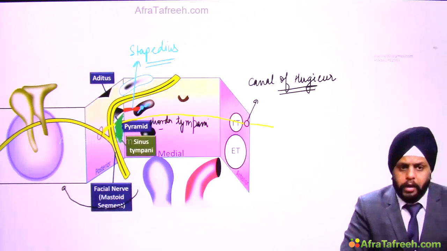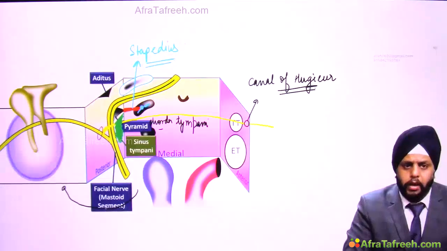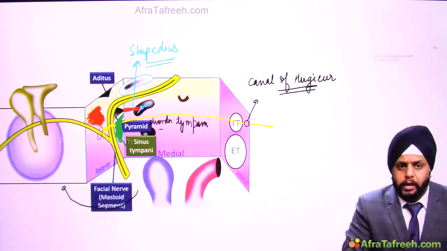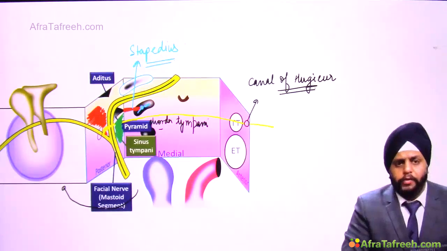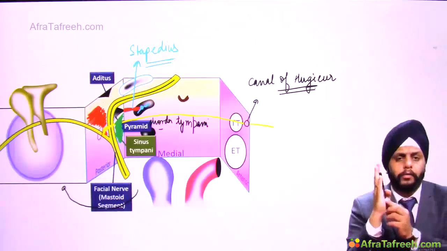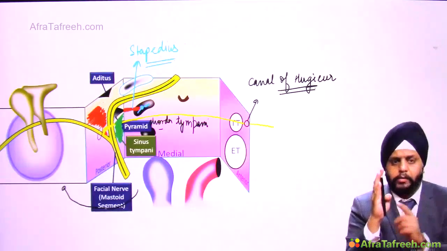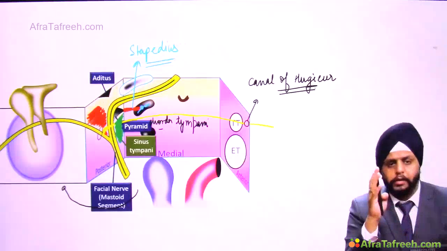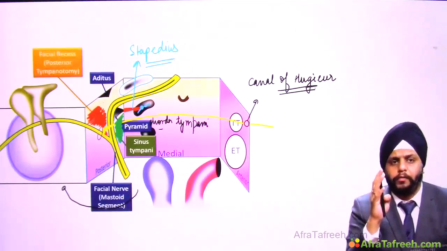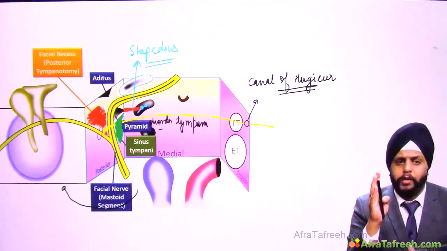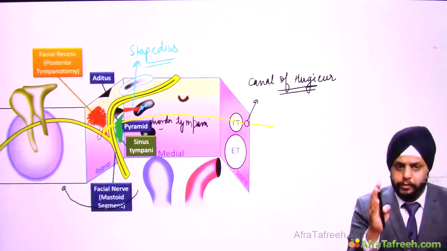Now, I am going to mark another area. You see over here, I am marking this next area. This area is lateral to facial nerve. Okay, so you can see this area, it is lateral to facial nerve. Not just lateral to facial nerve, it is also above the chorda-facial angle. This area is known as facial recess. So this area which is lateral to the facial nerve is known as facial recess.